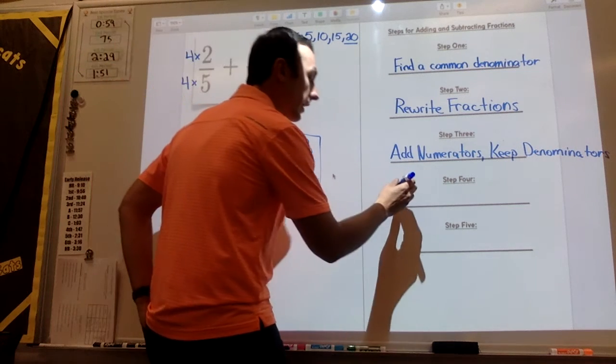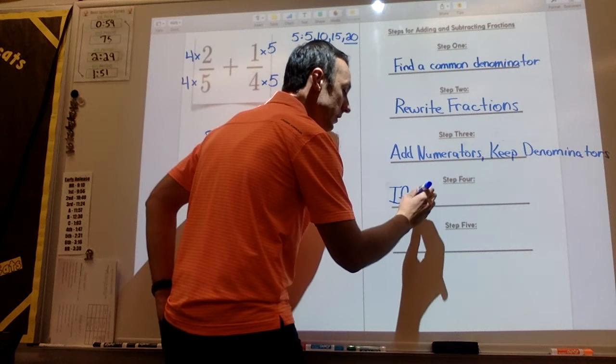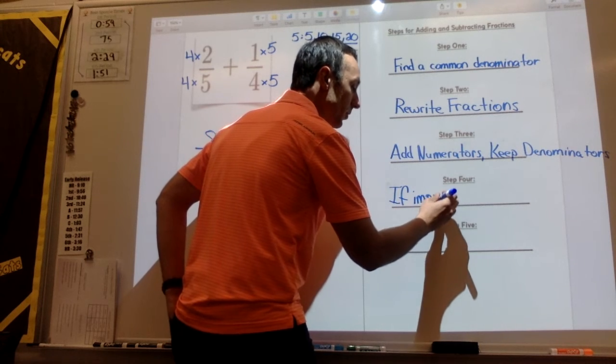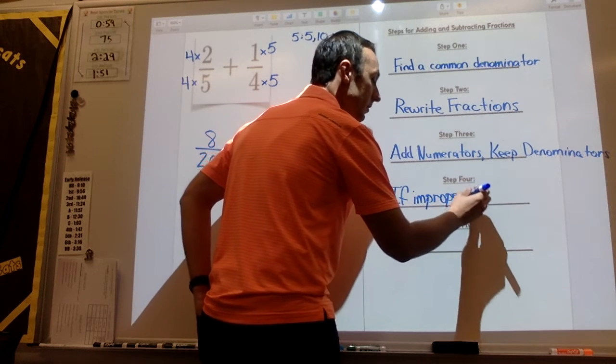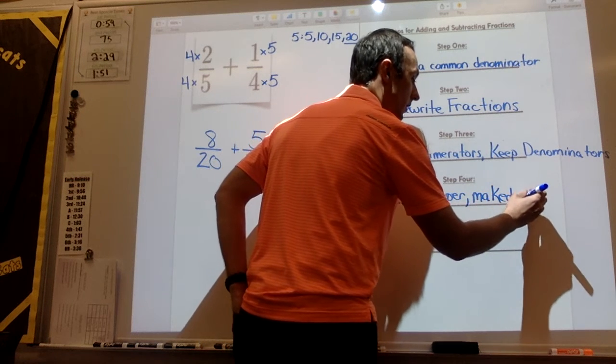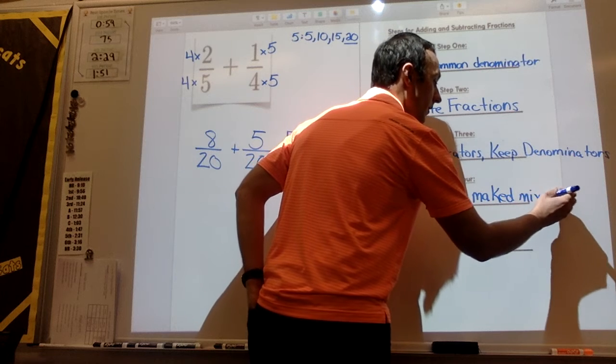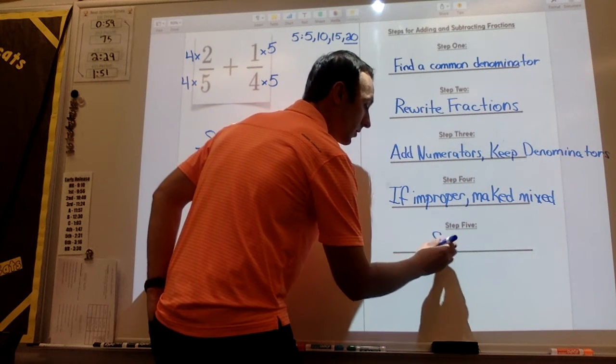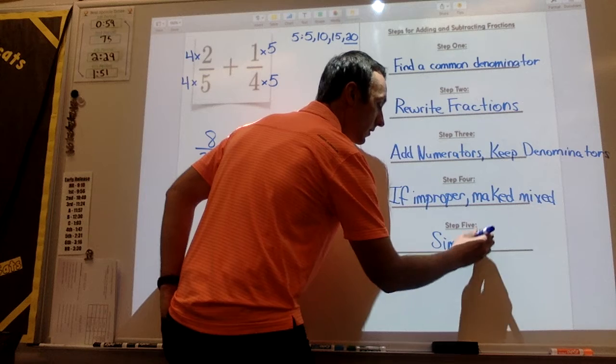Step 4 would be, if improper, make mixed. And this fraction is not improper because the numerator is smaller than the denominator. So we're good there. And our last step would be to simplify.